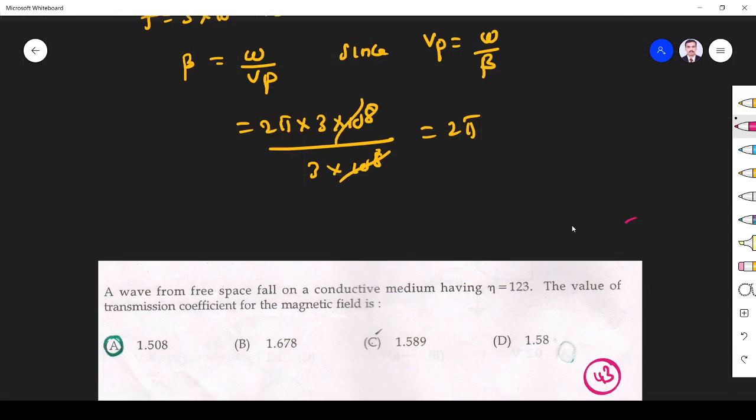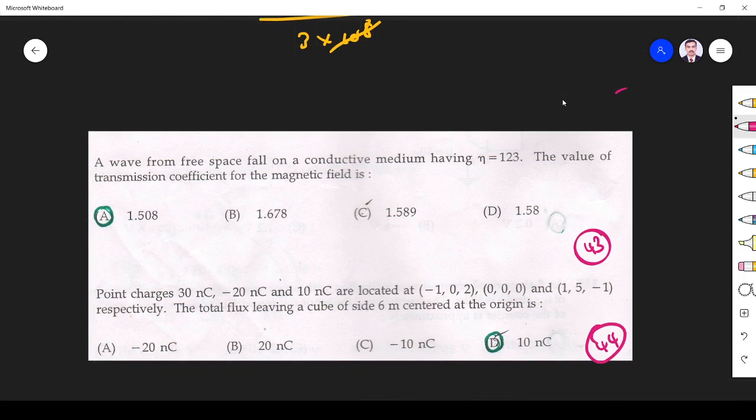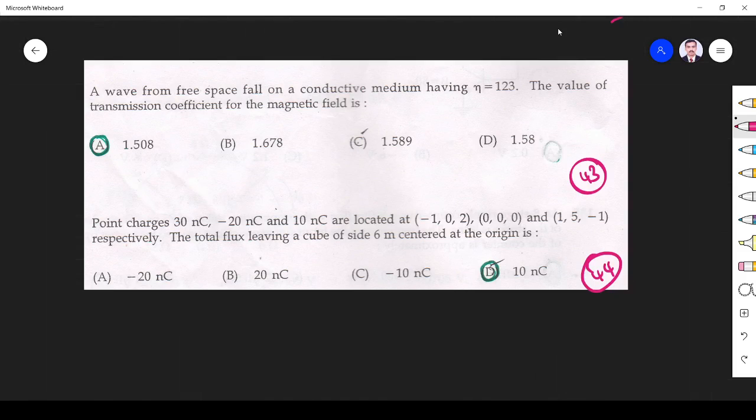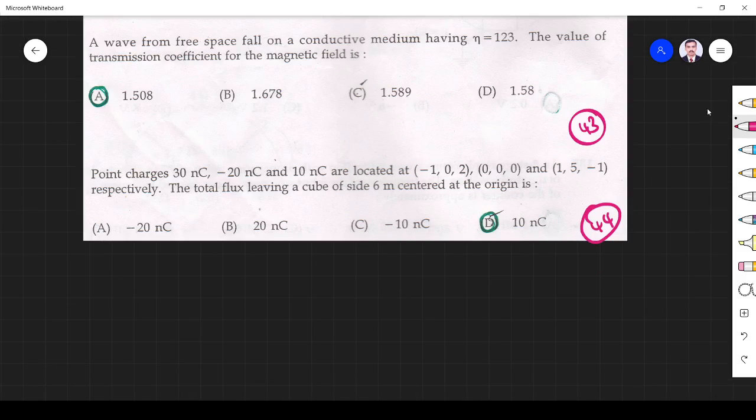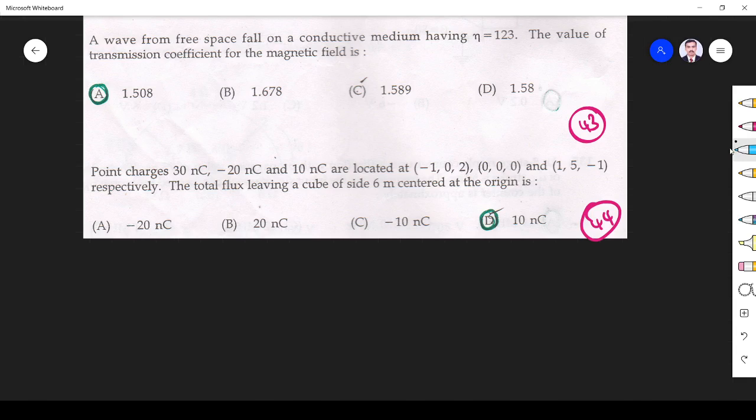Right. Okay. And the next question is a wave from free space falls on a conductive medium having eta equal to 123, right? A wave from free space. So it is free space, and this is the conducting medium.